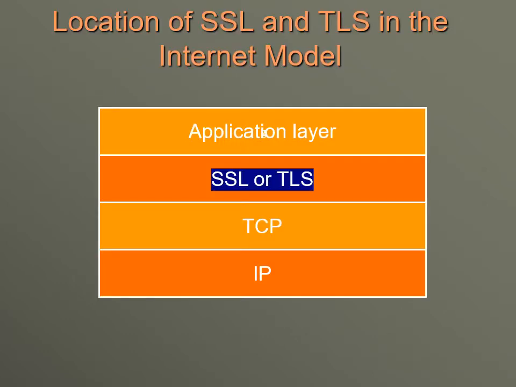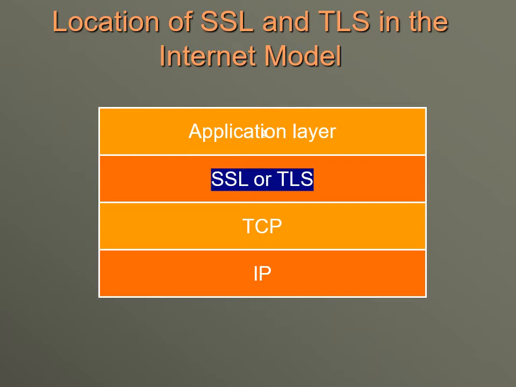So let us understand the location of this Secure Socket Layer in the TCP/IP protocol suite. SSL can also be called TLS, that is Transport Layer Security. The position of this SSL layer is below the application layer. It is a completely optional service, and whoever requires security can opt for this SSL service. Otherwise, your normal application layer protocols work as they are.